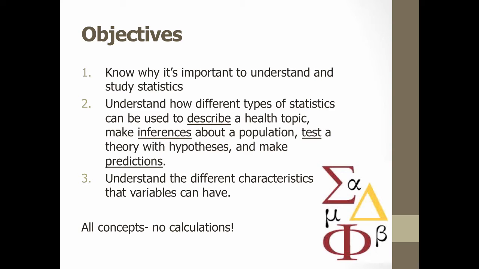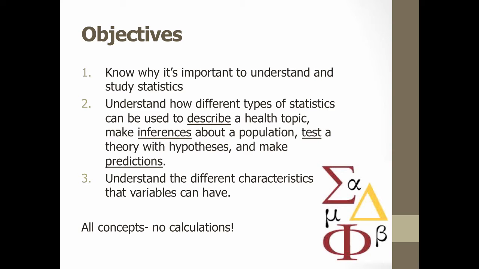And of these 4 things that we can do with statistics, we're going to learn about 3 of these. We're going to learn how we describe a health topic, how we make inferences, and how we test hypotheses. One thing we're not going to learn, though, is how we make predictions. Although your textbook does cover this, which is also known as regression, we're not going to learn that in this semester.